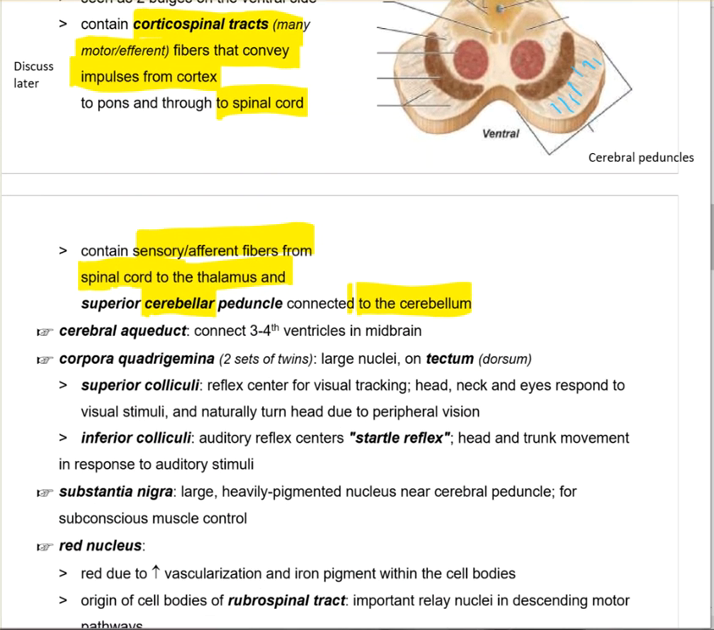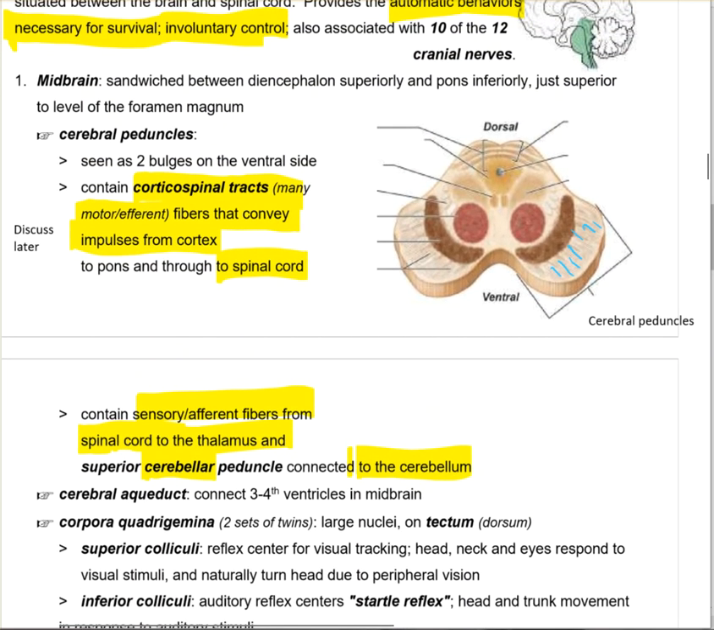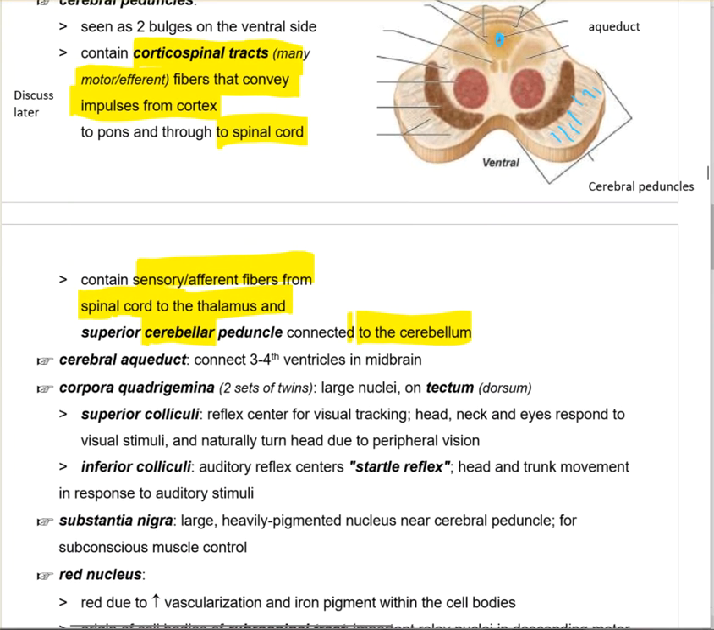Now, there's also a cerebral aqueduct, and the aqueduct is this little opening right here. We talked about it already, right? That is the part that communicates the third and fourth ventricles. I'll just write aqueduct right there. It connects the third and fourth ventricles in the midbrain.